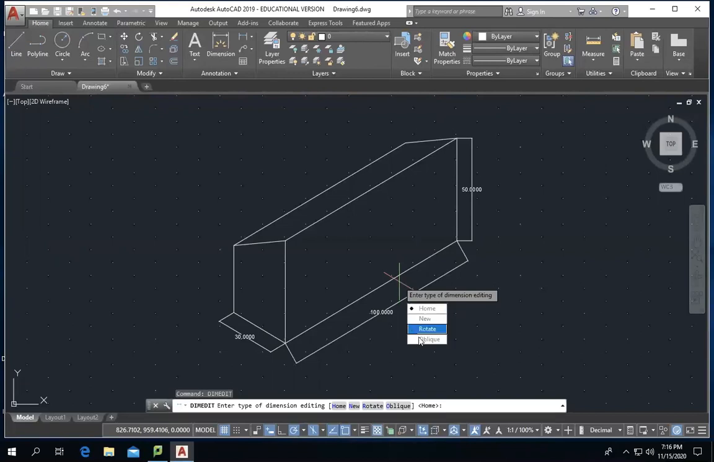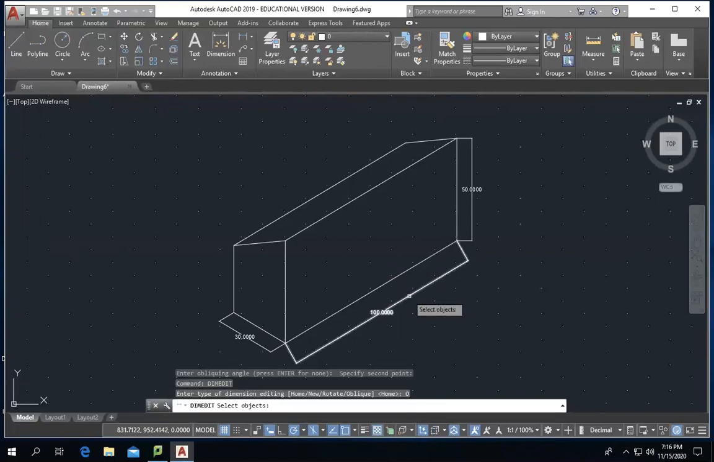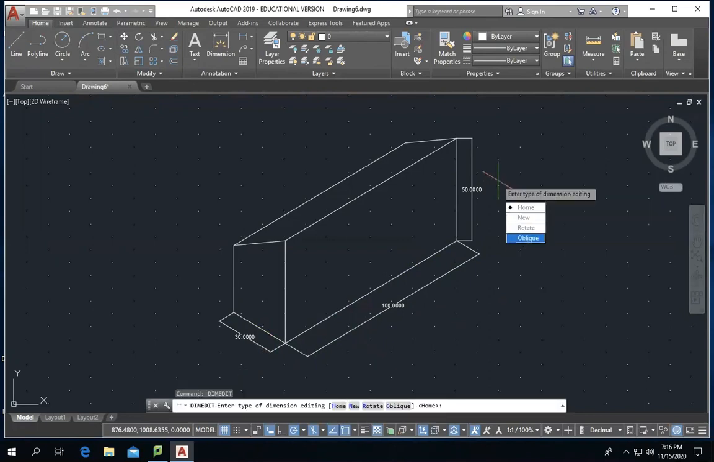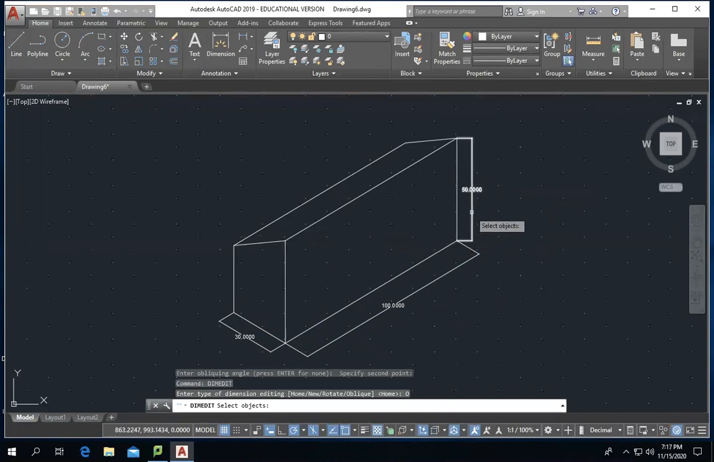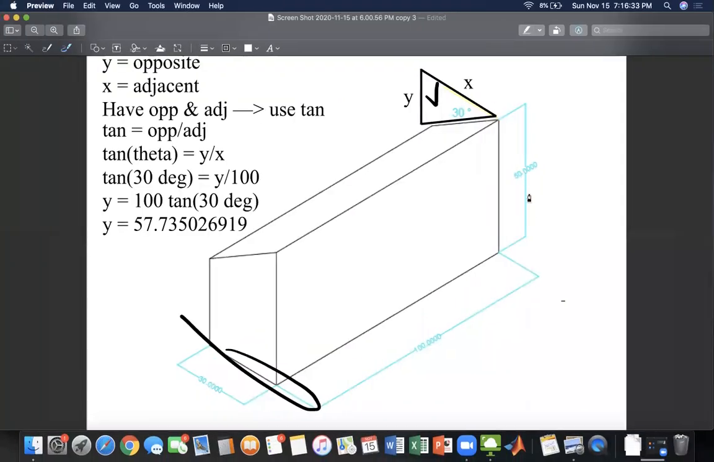So dim edit, oblique. For this one, I want it to be parallel to this. I'm going to go from left to right each time, because if you go right to left, it'll mess up. So oblique. And then the angle here would be these two.